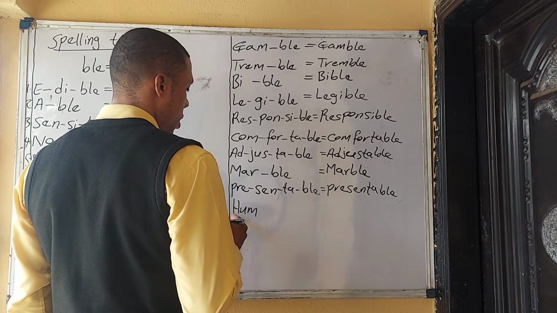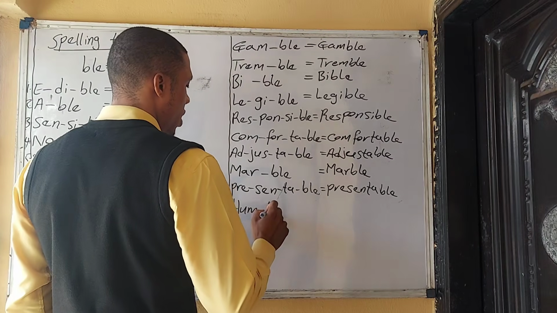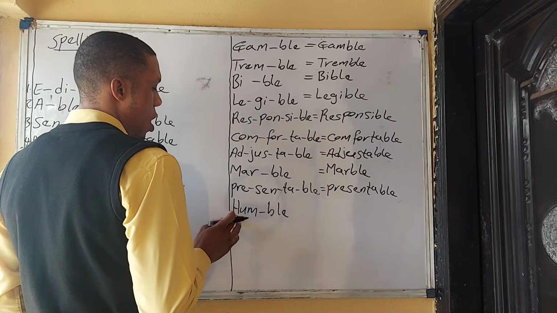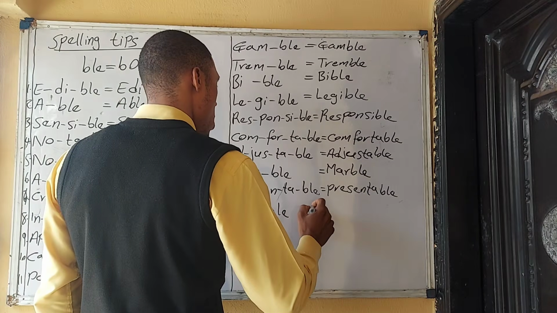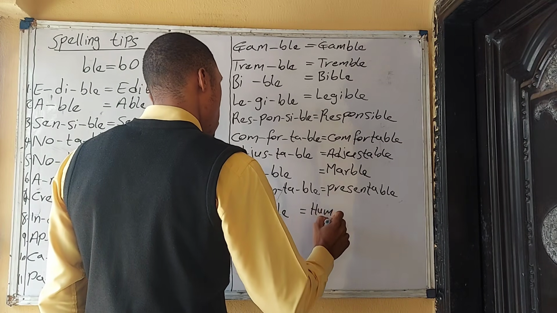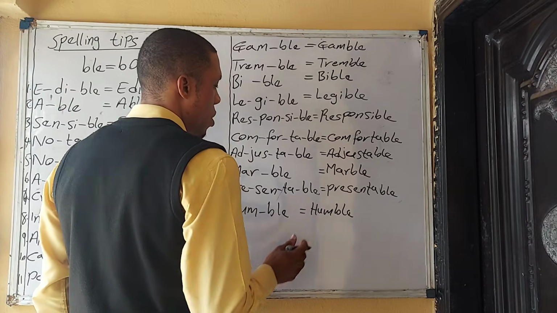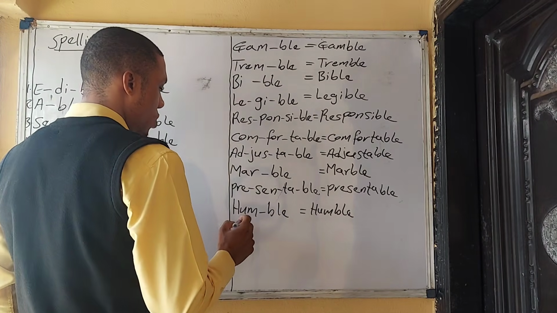Next, we have HU, is hum. If I add M, it is hum. Then we have bo. Humble. Then bo. Humble.